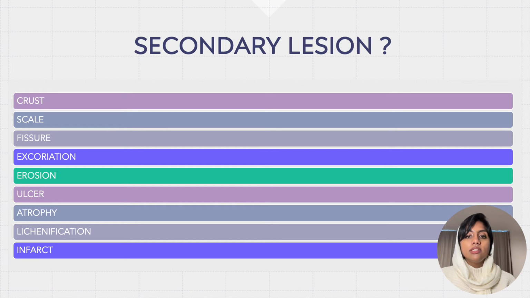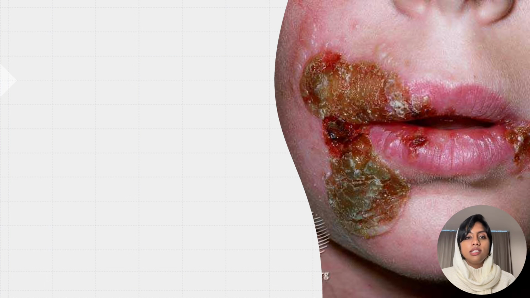So let's see what these different secondary lesions are. Coming on to this image, what can you see here? You can see that it seems to be a lesion around the lips, and there is some crusted lesion. So what are the crusts? It seems to be some dried up serous discharge that you see near the lips.